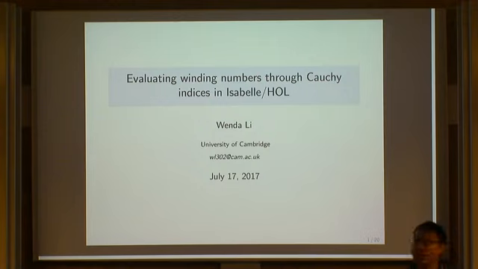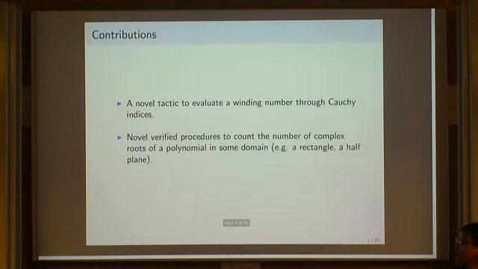And the topic today is about evaluating winding numbers through Cauchy indices in Isabelle. More specifically, what I will cover today is a novel tactic for winding numbers, which I believe will greatly facilitate reasoning about them formally in Isabelle, and also a novel verified procedure to count the number of roots in Isabelle. The paper for this development is still in preparation. The source code should appear in the Archive of Formal Proofs very shortly.